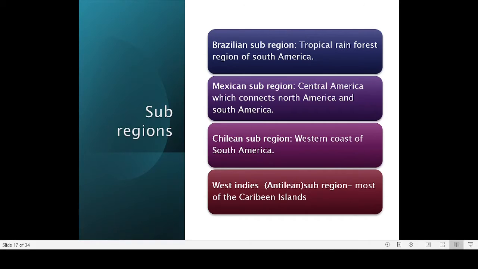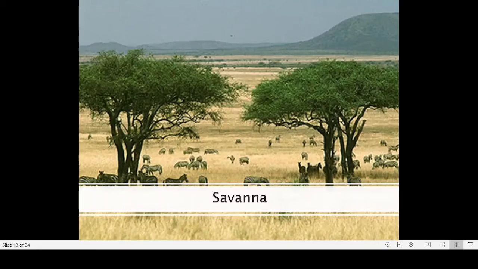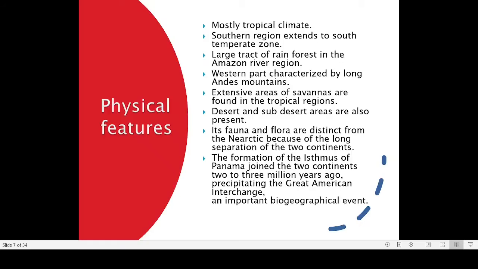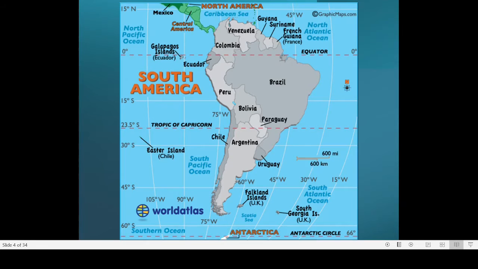Mexican subregion contains two regions. One is Central America, that connects North America and South America. If you look at the map, you can see the next subregion, and this subregion is known as the Mexican subregion, because a portion of Mexico is included here. Now this region is known as Central America. It consists of many smaller countries like Honduras, Panama, etc. And these are the main countries which are located in this strip of land or land bridge.